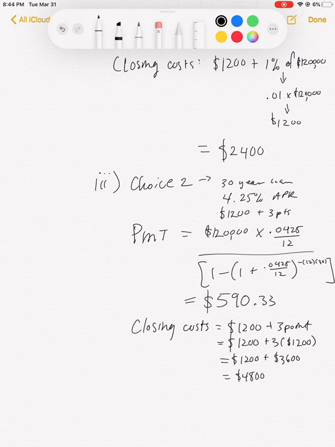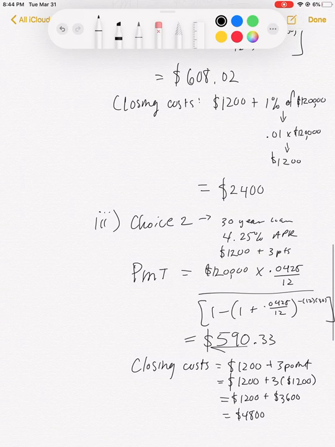All right, so what is going to be the best option? I would take option number 2 because my monthly payment is going to be $590 for 30 years, which is less than the $608 for 30 years. But it could be someone else's preference where they might not have as much money for closing costs and they can afford the difference of about $20 a month. So that's all debatable.